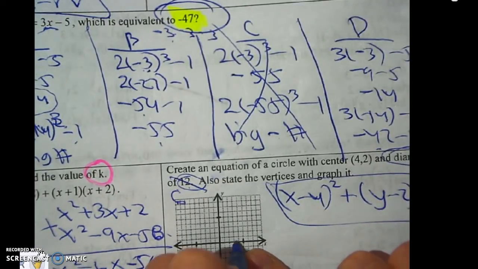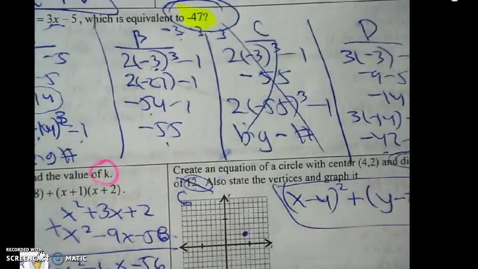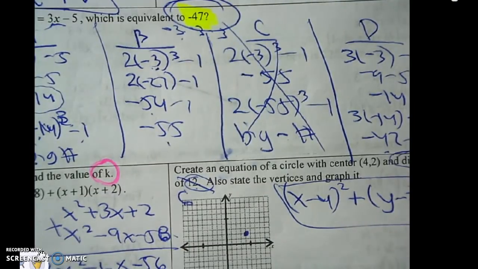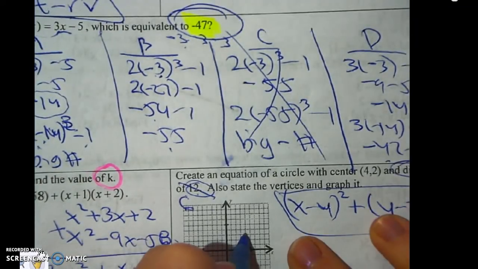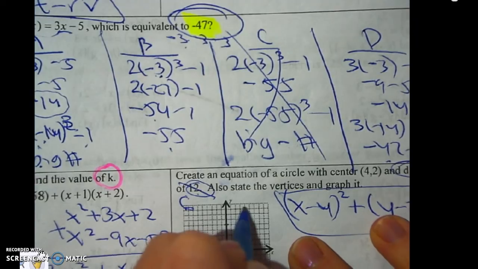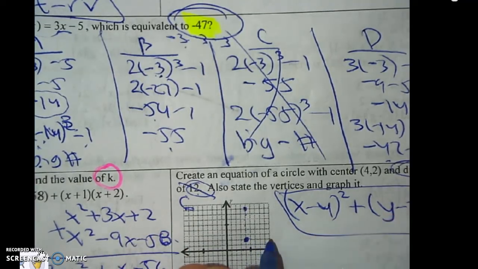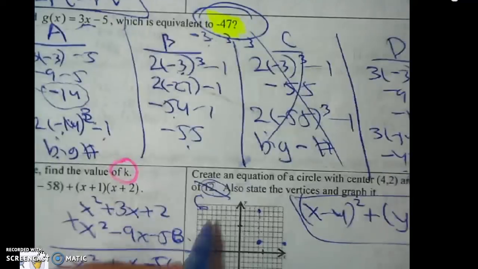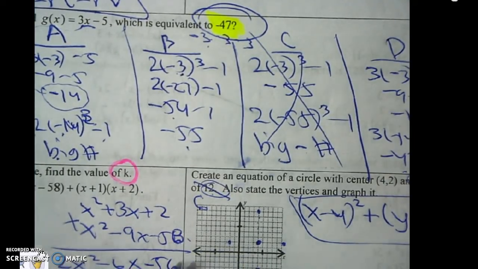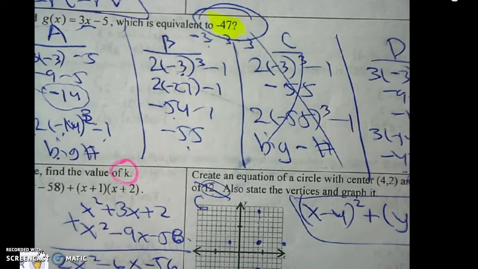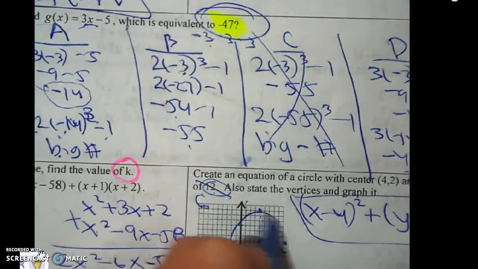1, 2, 3, 4, 1, 2. I have to go right 6, I have to go up 6, I have to go down 6, I have to go left 6. So I go up 1, 2, 3, 4, 5, 6. Left 1, 2, 3, 4, 5, 6. Left 6, and then down 6. Did I do that right? I think so. Oops, I think I'm off one. It's right there. Now I make my circle.